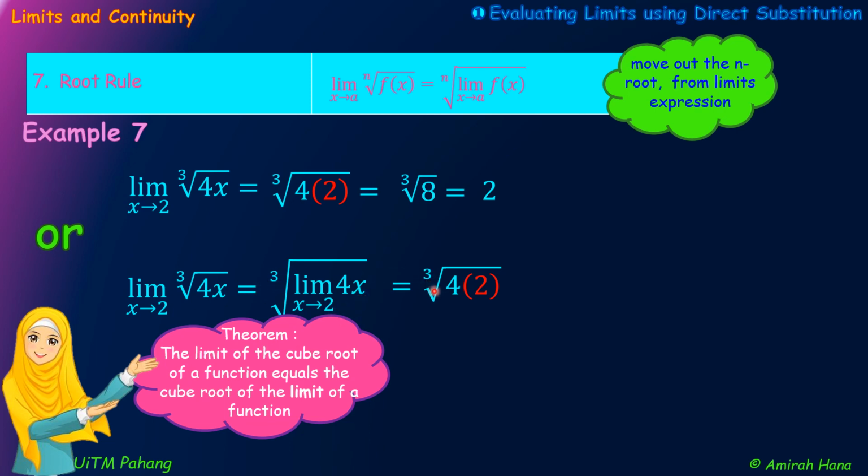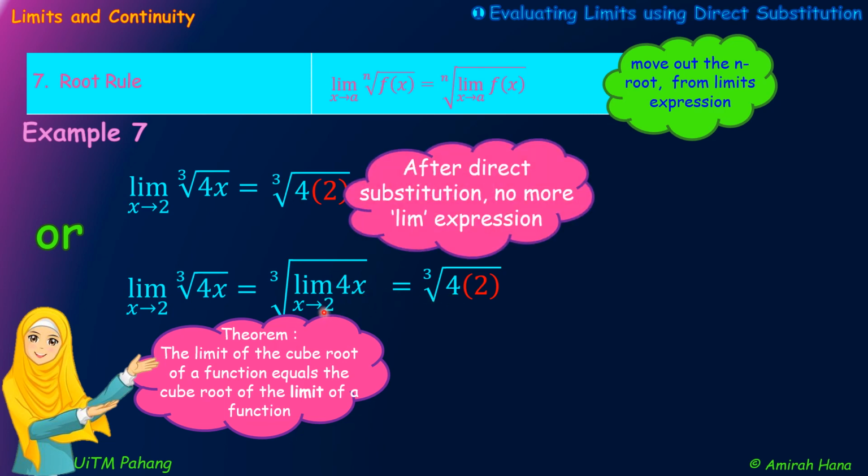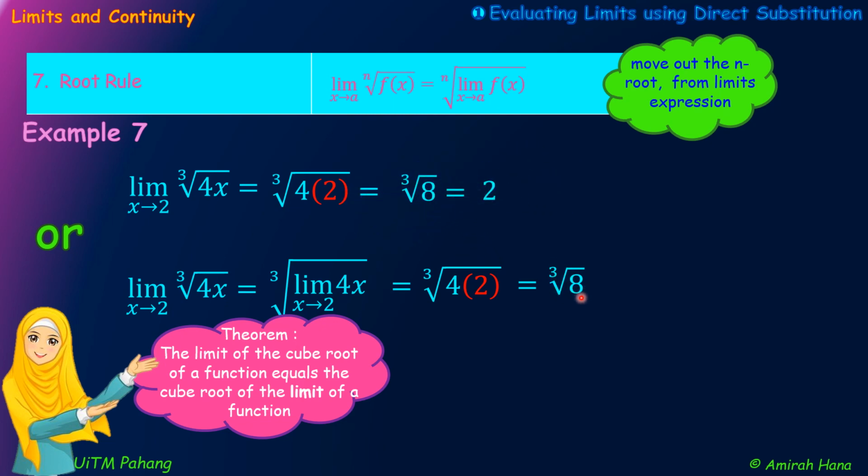So we get cubic root of 4 times 2. And remember, when we use direct substitution, no more limit expression. Then we have cubic root of 4 times 2, which equals cubic root of 8 and equals 2. We get the same answer. You can use this method or this method. In this method, we use theorem. We move out cube root from limit expression.